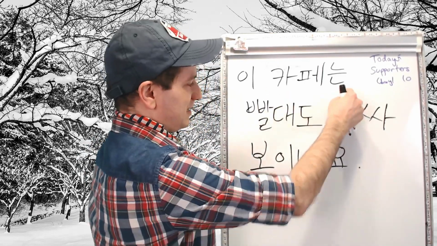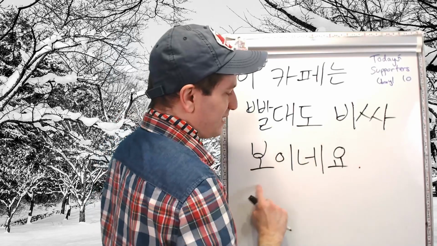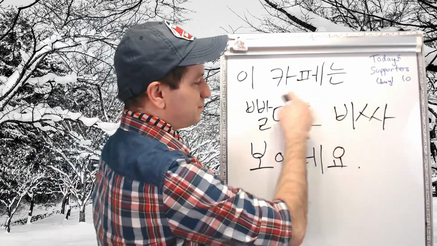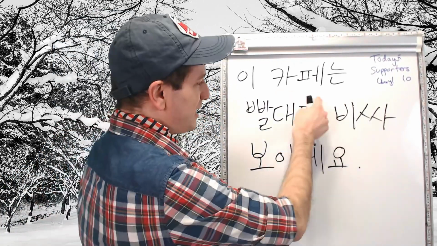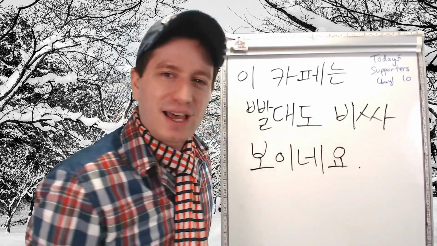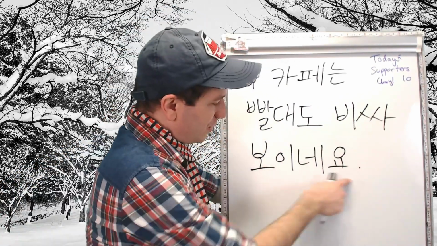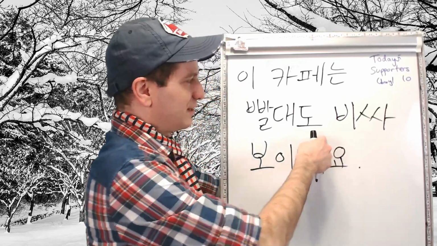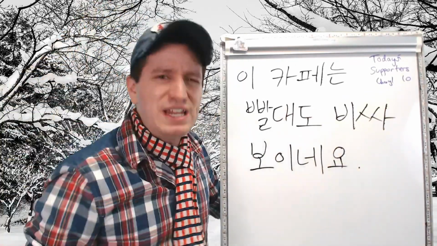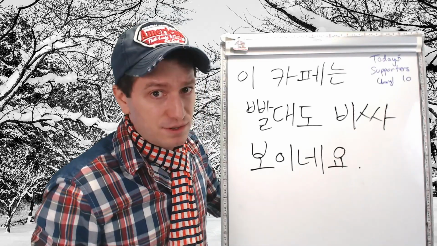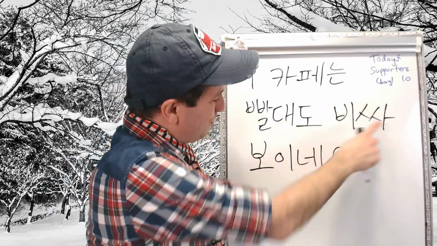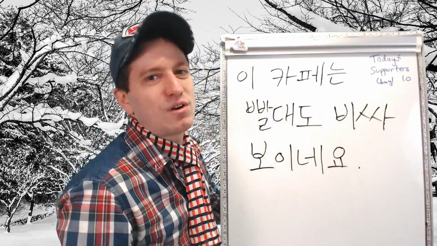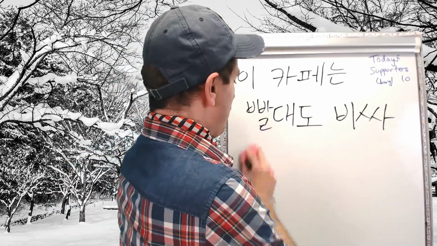이 카페는 빨대도 비싸 보이네요. This cafe, 빨대 means straws, even drinking straws. 비싸다 means to be expensive. Appear to be expensive. For this cafe, even the drinking straws look expensive. 이 카페는 빨대도 비싸 보이네요. Even the drinking straws at this cafe look expensive.